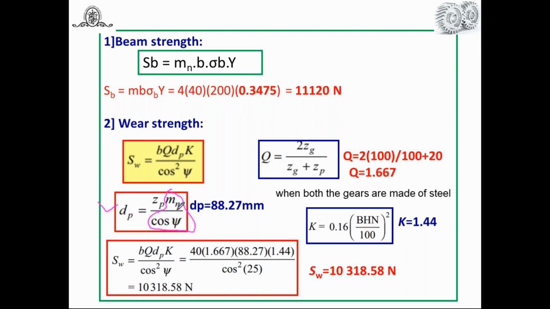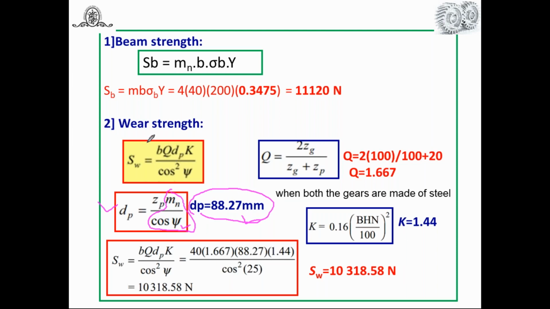That's why you have to calculate dp is equal to Zp. You can substitute 20, Mn normal module 4, upon cos psi, cos of 20, which is the helix angle given in the problem, you can use it here. So you will get dp, the pitch circle diameter of the pinion, as 88.27.